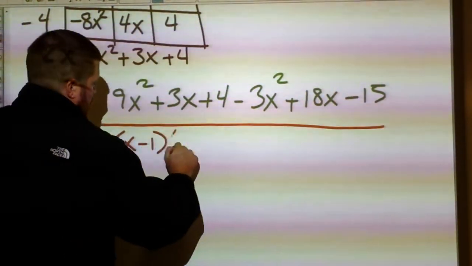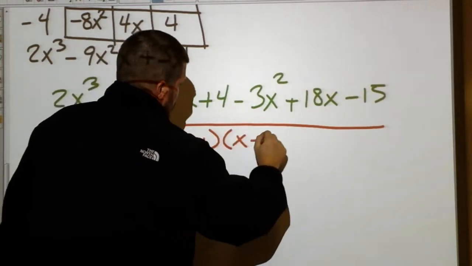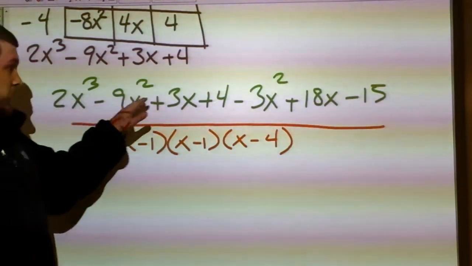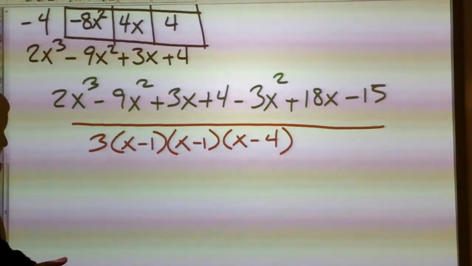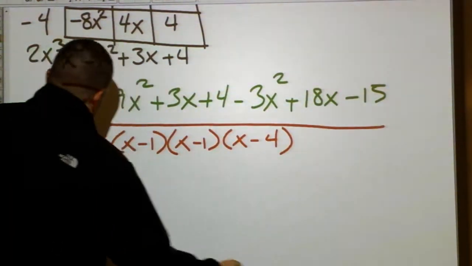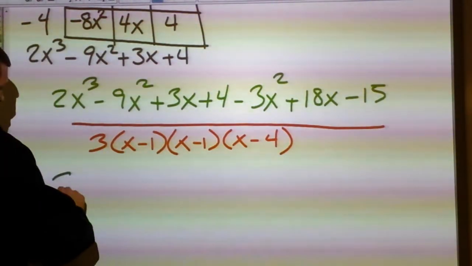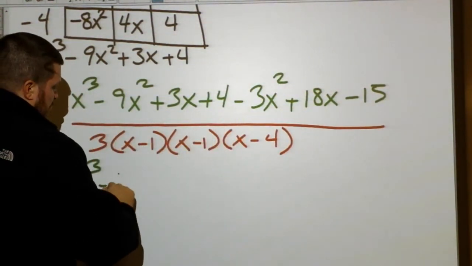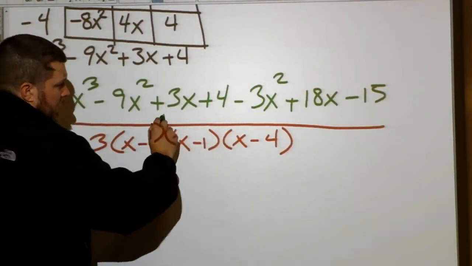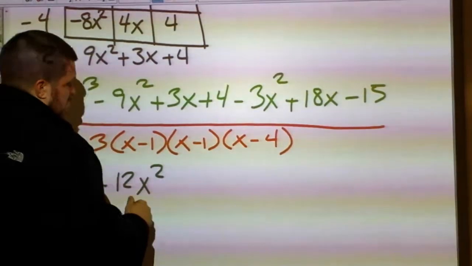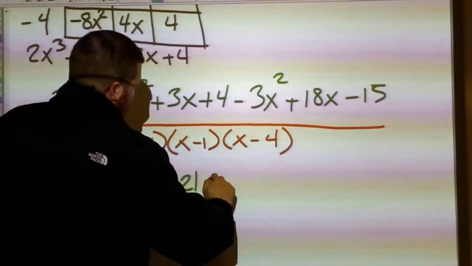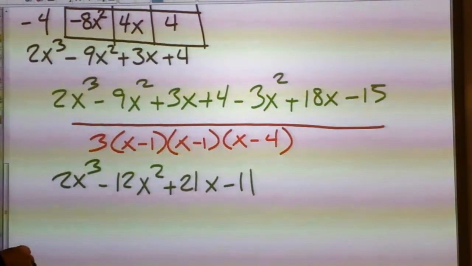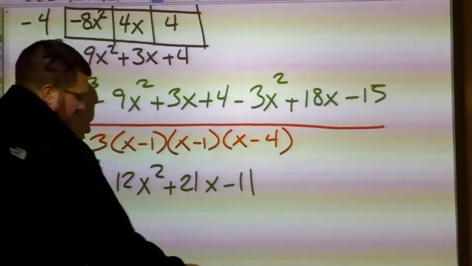Okay, now before I start factoring and reducing, I need to cancel out any terms that I possibly can, or at least combine like terms. So in my numerator, I still have 2x cubed. Negative 9x squared and negative 3x squared is negative 12x squared. 3x and 18x is 21x. And then 4 and negative 15 is negative 11. Okay? And my bottom stays the same.